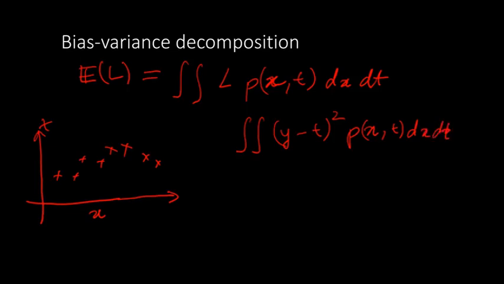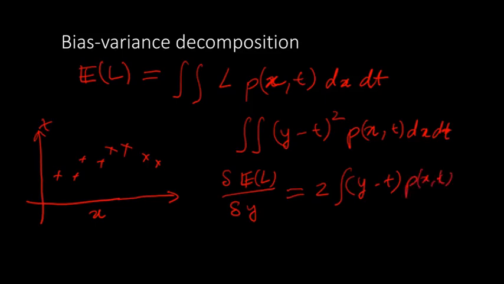Because we want to minimize this loss, we will take its derivative with respect to y and set it to 0. Now y is a function of x, so we write y is equal to f of x. When we take the derivative of this expected loss with respect to y of x, we will get 2 times the integration of (y minus t) p of x, t. This is for a particular x, so dx doesn't matter, we'll have dt, and we want to set this equal to 0. That's how we'll find the minimum.